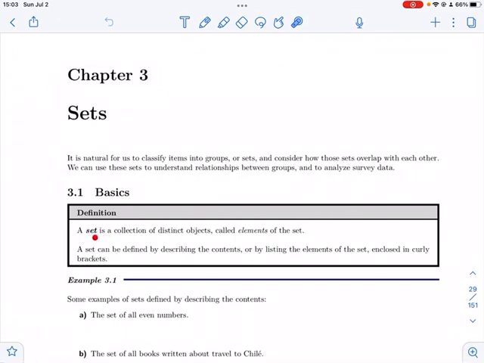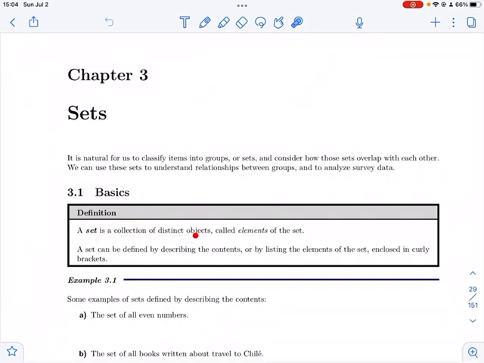But we know that the word set and the word collection almost mean the same thing. So we are in that loop: set, collection, group. So we don't have a specific mathematical definition for set, but this is just to make it easier for you to understand what we mean by the word set. So a set means a collection of distinct objects, and these objects are called elements of the set.